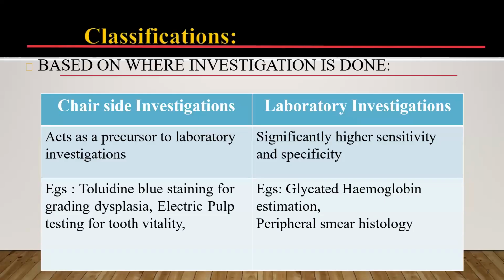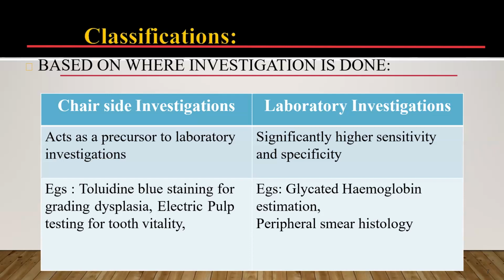Another classification from the academic point of view are chairside investigations and laboratory investigations. Chairside investigations are those performed by a dentist in a dental clinic in the dental chair where the patient is seated, and the investigation is done prior to arriving at a provisional diagnosis and can be done in the presence of a patient, even in the absence of a lab or laboratory facilities. They act as a precursor to laboratory investigations. For example, toluidine blue staining for grading the dysplasia, electric pulp testing for evaluating the tooth vitality.